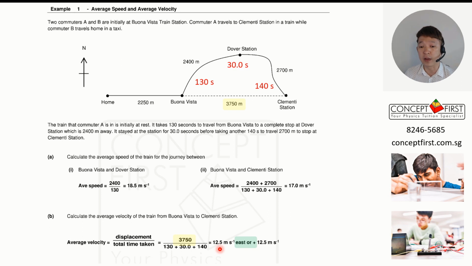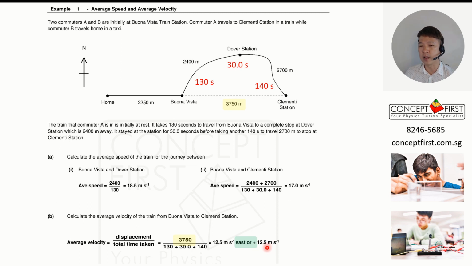Now recall that velocity is a physical quantity that has direction. It is speed with direction. So we must indicate the direction. So we have here east. Okay. Now you notice we also have another way to express it, that is positive 12.5.